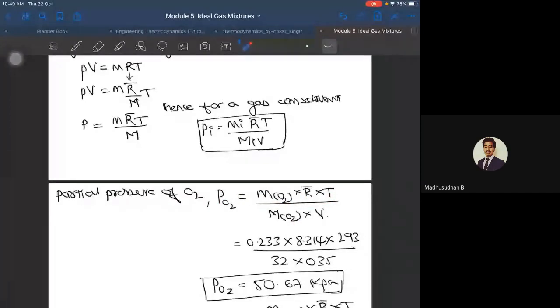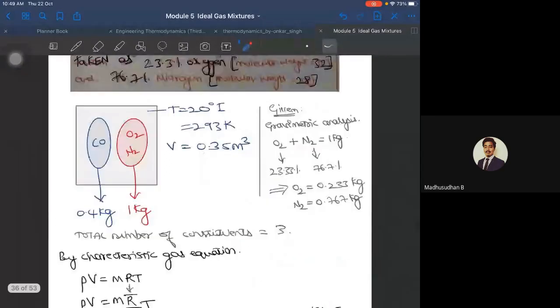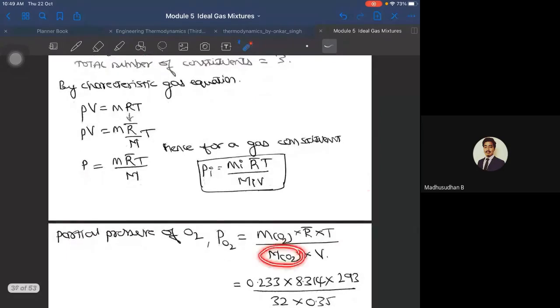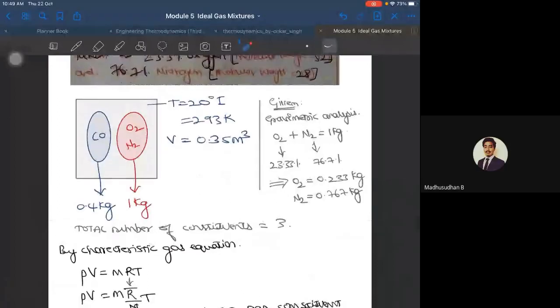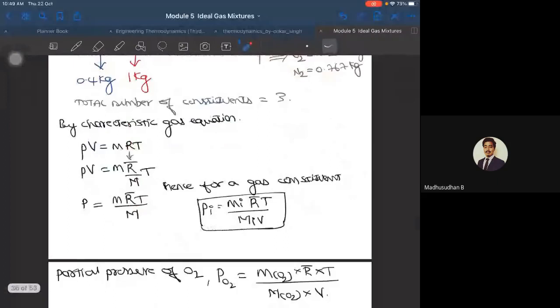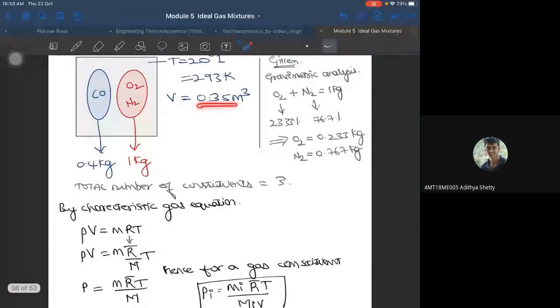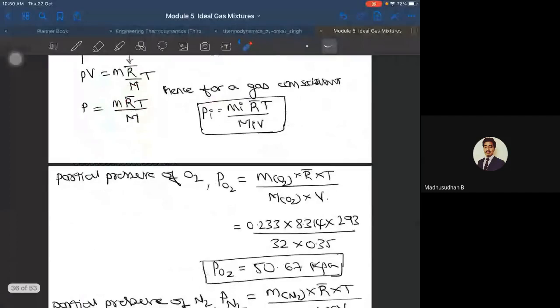Let us see what all we know and what we should calculate. Do I know the mass of O2? Yes, very good. Do I know the molecular weight of O2? That will not be given, you have to remember. You know it is 32. Do I know the value of R dash, which is R bar? Yes, 8.314. Do I know the temperature? He has given it. Do I know the volume of the mixture? Yes. Since everything is known, I can calculate the partial pressure of O2 here.